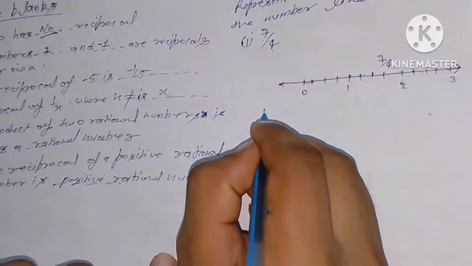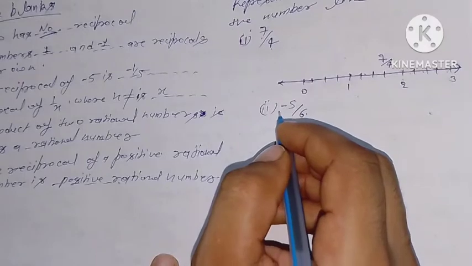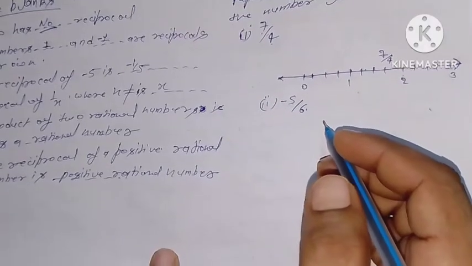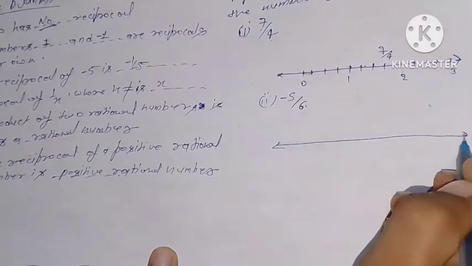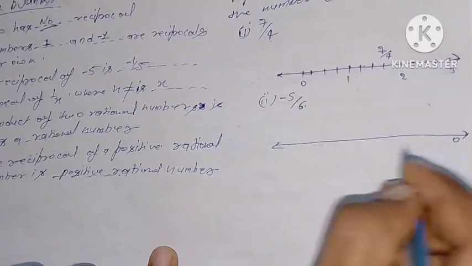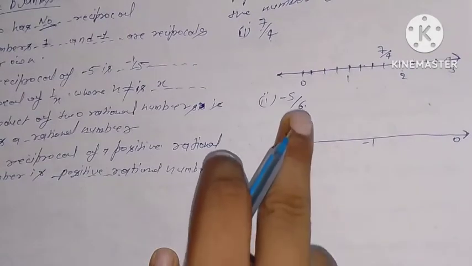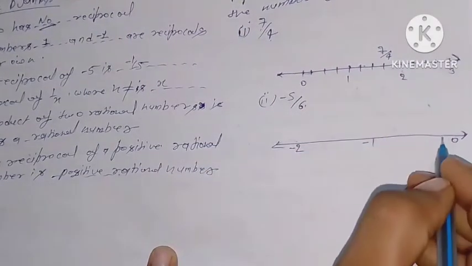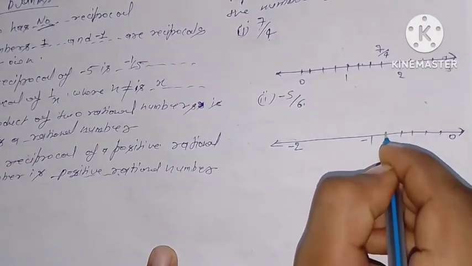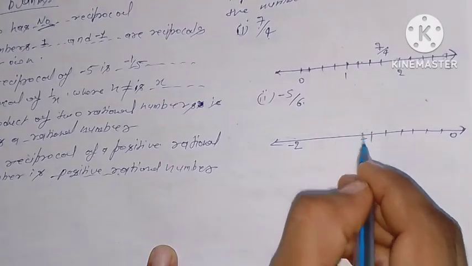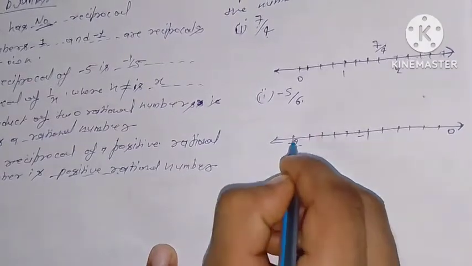And the second question is minus 5 by 6. Minus 5 by 6 can be represented on the number line as follows. This is the line, and starting from 0, minus 1, minus 2. But the number of parts is 6. Then 1 part, 2 parts, 3 parts, 4 parts, 5 parts, and 6 parts.